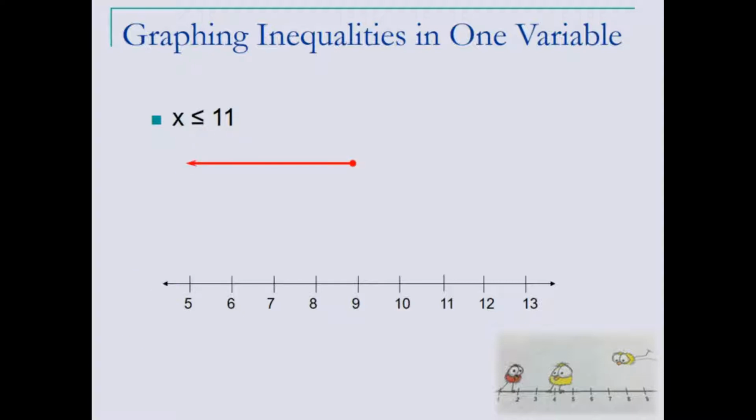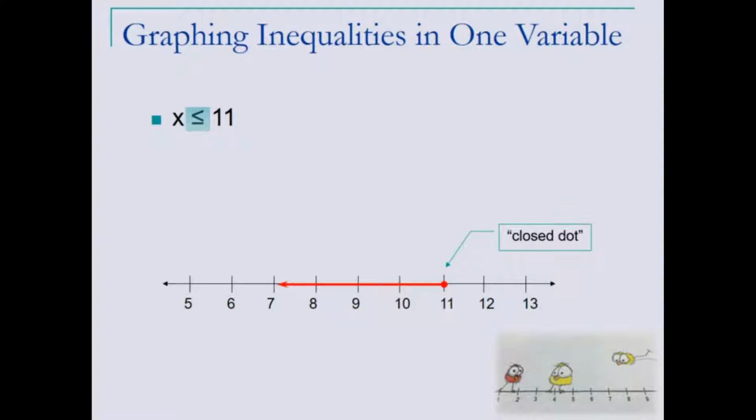To graph then, we will shade the points that make this inequality true, and note we are using the closed dot again because of not only a less than but an equal to as well. This red line then with the arrow indicates that it continues off towards negative infinity, and all values on this shaded line then will give us a true expression for this inequality statement.